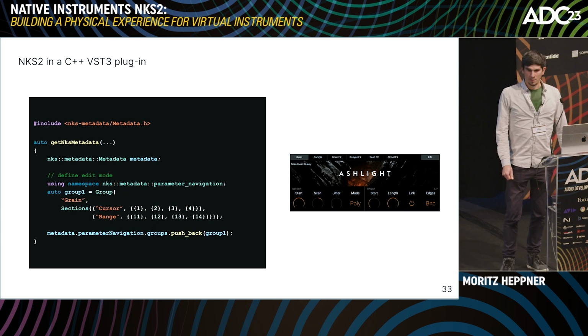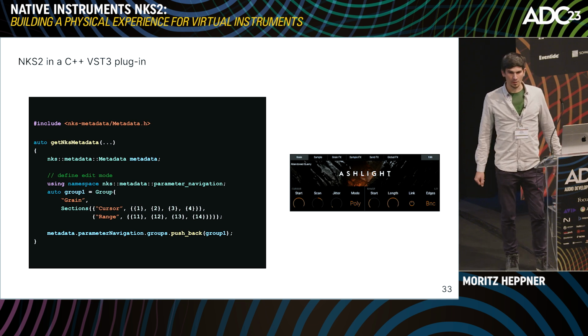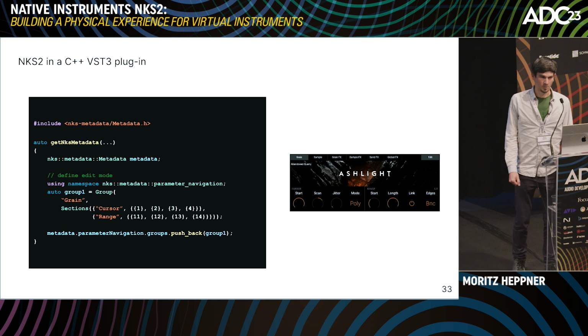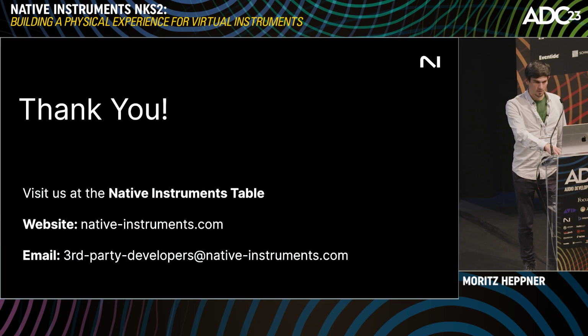And finally, for edit mode, there is a vector of a type called group. And each group, again, is composed of a name and also a vector of sections. You can create groups individually and then push them back onto the groups vector one after another, or you can define them all in place, whatever programming style you prefer. So this basically concludes the code examples.